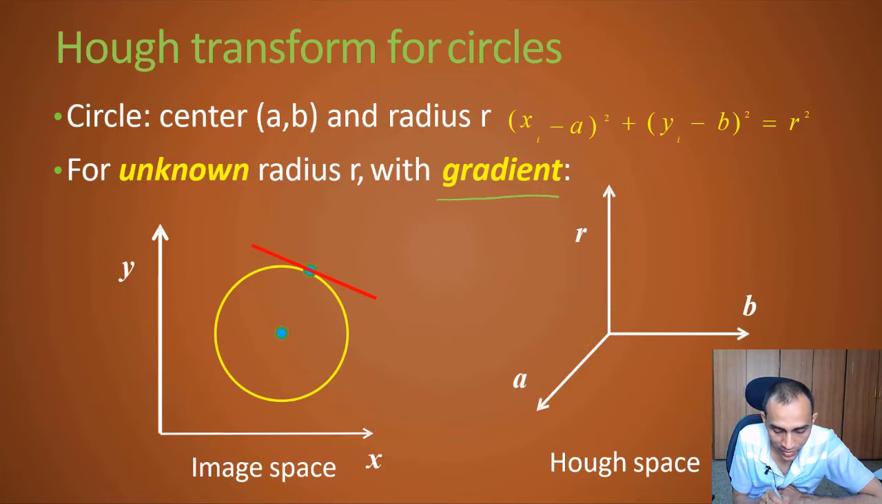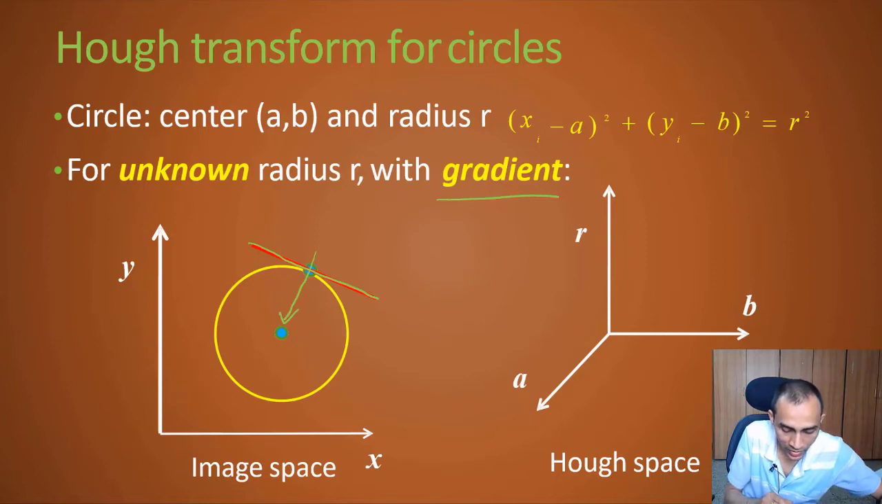Because at this point your gradient will be in this direction, some particular direction. So if you have to come to the center, you have to move all along this line only. You have to vary your radius along this line only, instead of varying the radius arbitrarily. So if the gradient information is known, then to find your center location you just have to traverse this direction. You have to vary your r only in this direction.